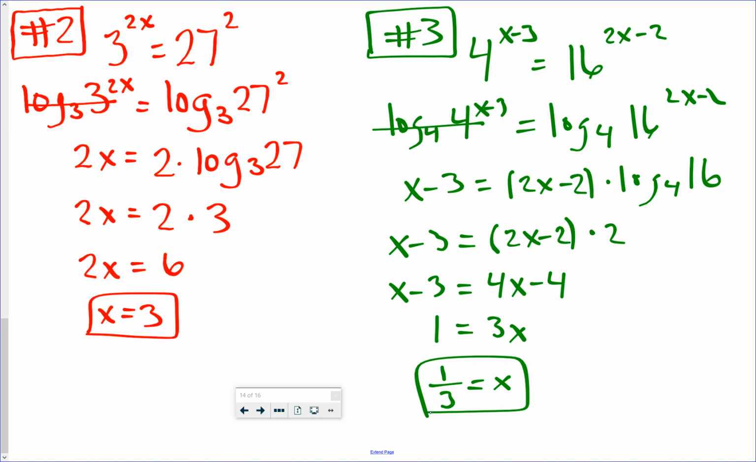All right, so this is a way of showing you how to use the power property, because you're going to need to know how to do that in your homework.